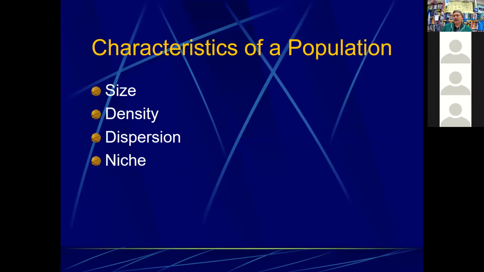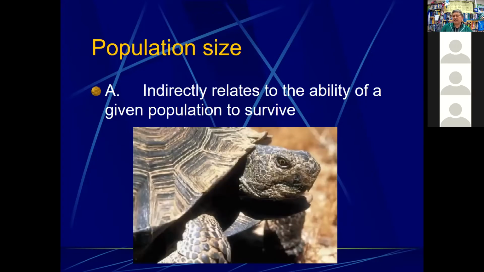Here are some characteristics of the population that a biologist might study when studying populations: size, density, dispersion, and niche. I think I have a slide on each of these. Population size here is a California gopher tortoise. Some people call it the desert tortoise. Some of you in the audience live much closer to this guy than I do. There is actually a California desert tortoise refuge in California City.